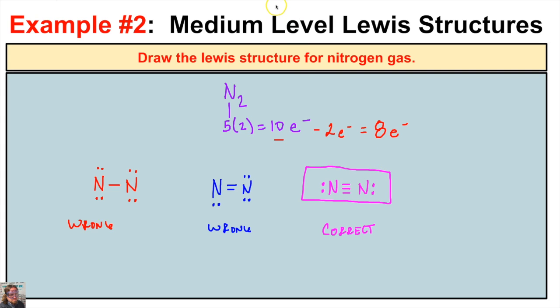And if we take a look here, what do we have in between these 2 nitrogen atoms? Well, we have 3 pairs of electrons being shared. And whenever you have 3 pairs of electrons being shared, the result is a triple bond. So nitrogen gas has a triple bond. Let's take a look at another example.